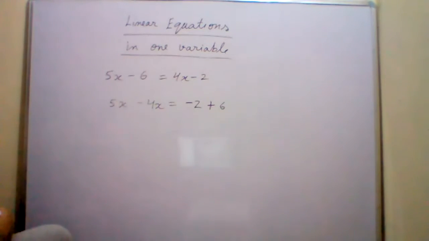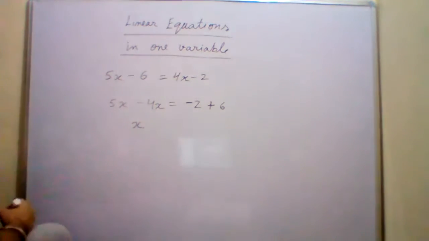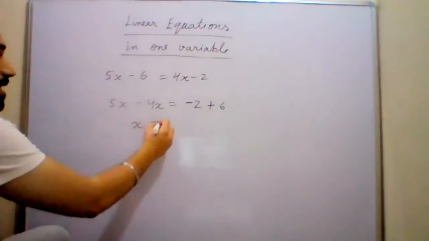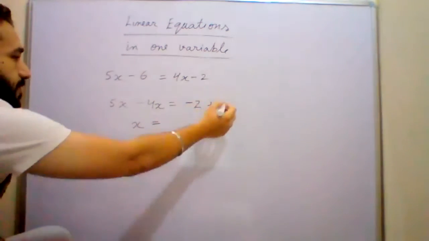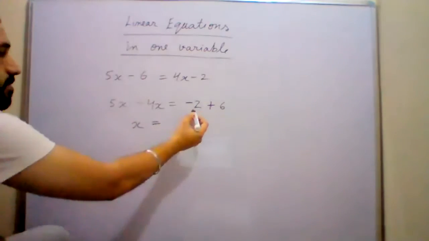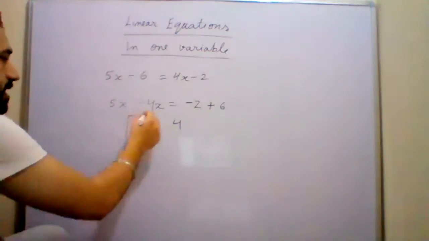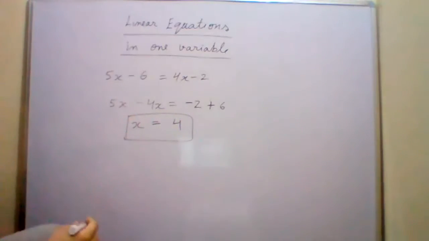5x minus 4x, like terms, algebraic expressions, do you remember how to subtract? 5x minus 4x is equal to x. And on the other side, integers: 6 minus 2 is equal to 4. So x is equal to 4. What is the value of x? x equals 4. Understood?